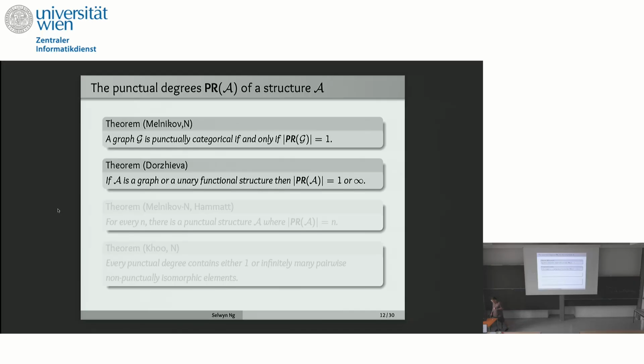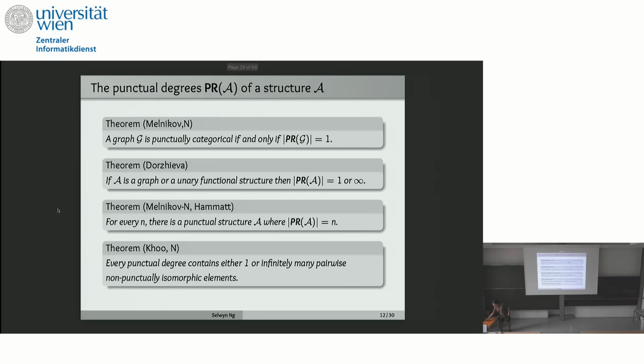If you have a graph or a unary function structure, then the PR degree structure is either size 1 or infinity. This is the analog of computable dimension n. It turns out that for every finite n, there is a punctual structure of punctual dimension n, and in fact the PR degree structure also has exactly n degrees. We can also show that every punctual degree, regardless of the structure, will contain either one or infinitely many non-pairwise functionally isomorphic elements. Okay.